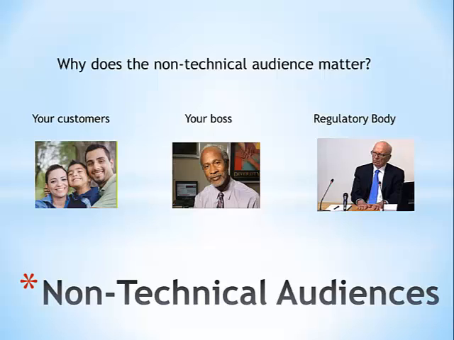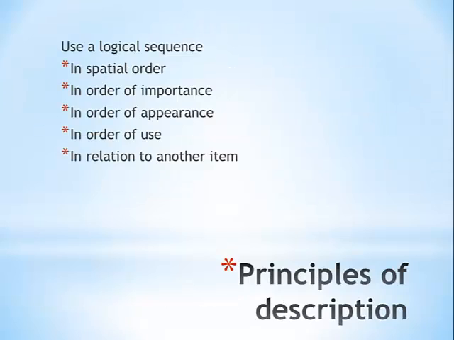They don't know the specifics of what you do, even though they are in charge to some degree of regulating your industry. So you've got to be able to talk to all these people. So what does this description look like? What does it read like?